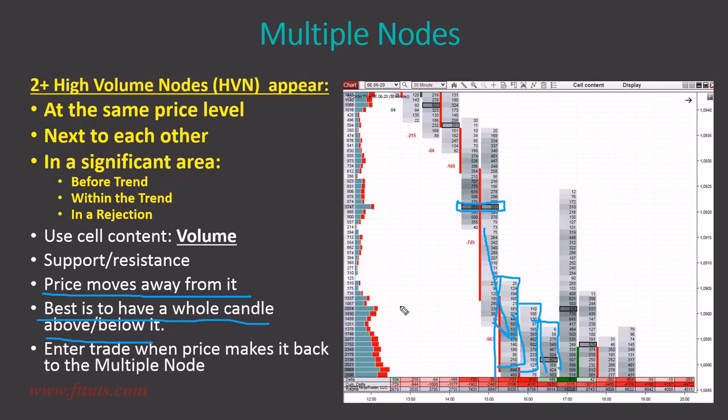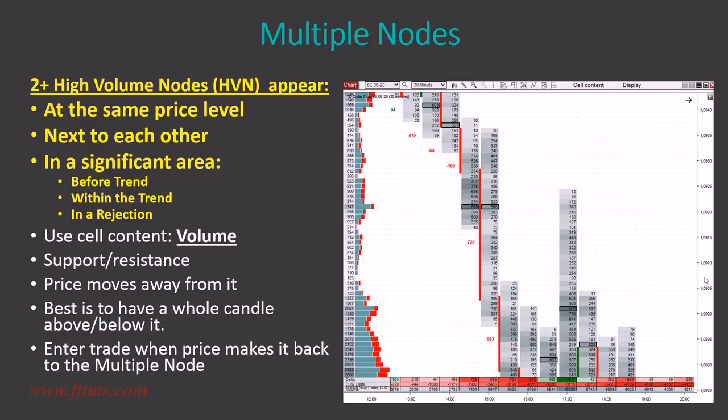And then you want to wait for a pullback, so you enter a trade when price makes it back to the multiple node. There is the pullback. This is the resistance. So this is where you enter your short. And as I already said, you can trade this with a confirmation or without a confirmation. It's up to you, what you prefer.